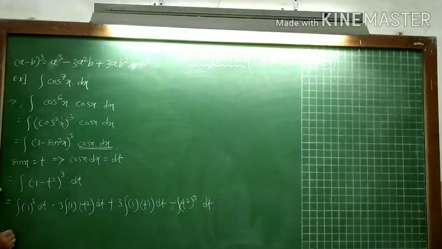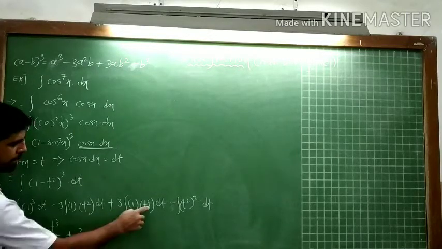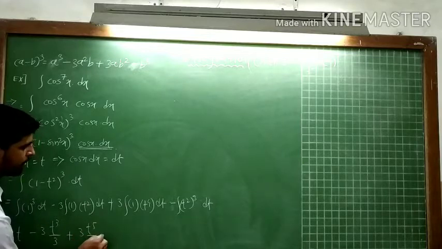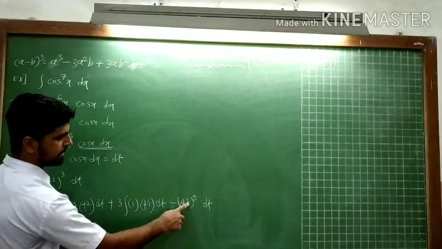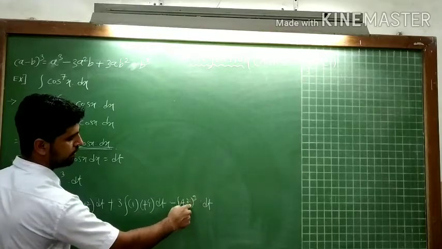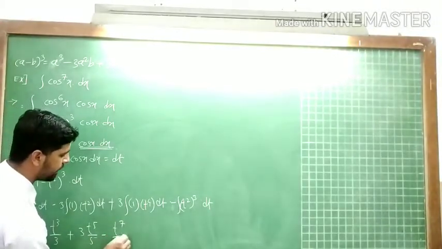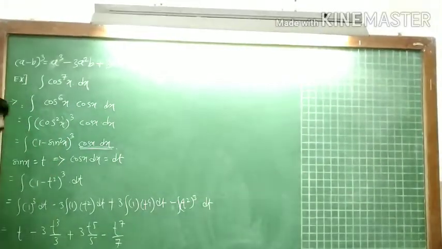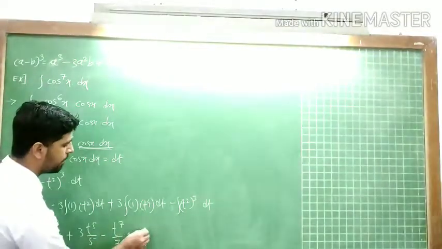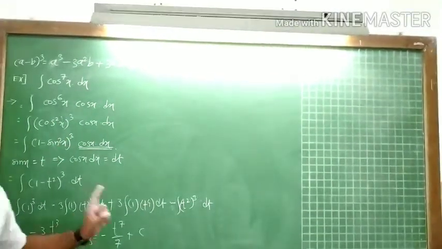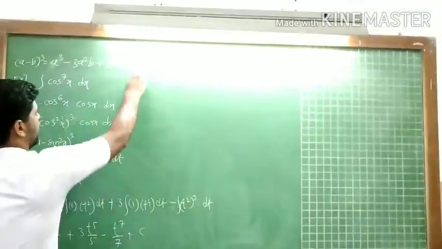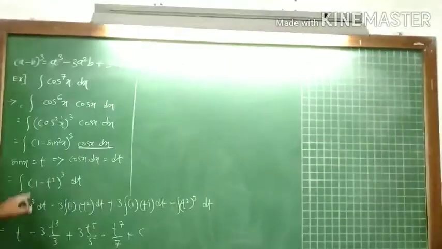Okay? So integrate this. The integration of 1 becomes t with respect to dt, minus the integration of t square is t cube by 3, plus 3 constant. T raised to 4's integration is t raised to 5 by 5, minus this, minus t raised to 2's power 3, 2 into 3 becomes 6. So t raised to 6's integration is t raised to 7 by 7. Correct? So we have done the integration, we add c, but don't forget to replace the value of t, because t was nothing but sin x.